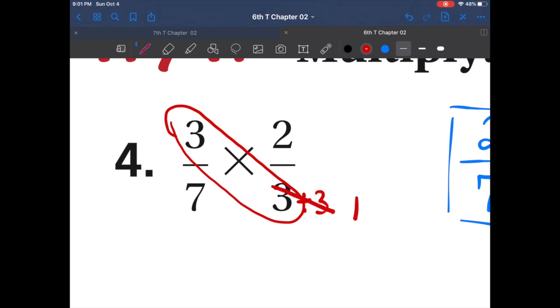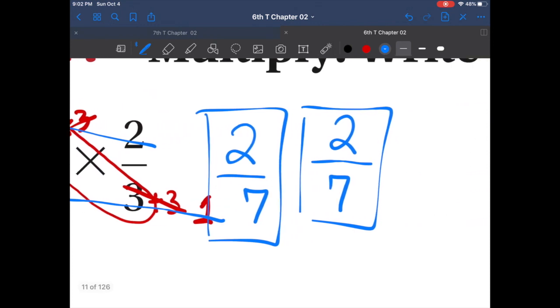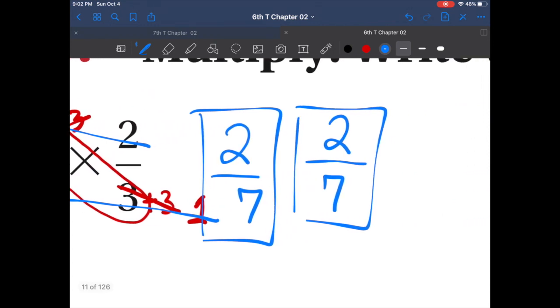That cancels itself out. So what's left over is 1. And then up here we're going to divide 2. Divide by 3. And what's going to be left over? That's just 1. And now, how do we multiply fractions? Straight across, right? 1 times 2 is 2. 7 times 1 is 7. And we got the exact same answer.